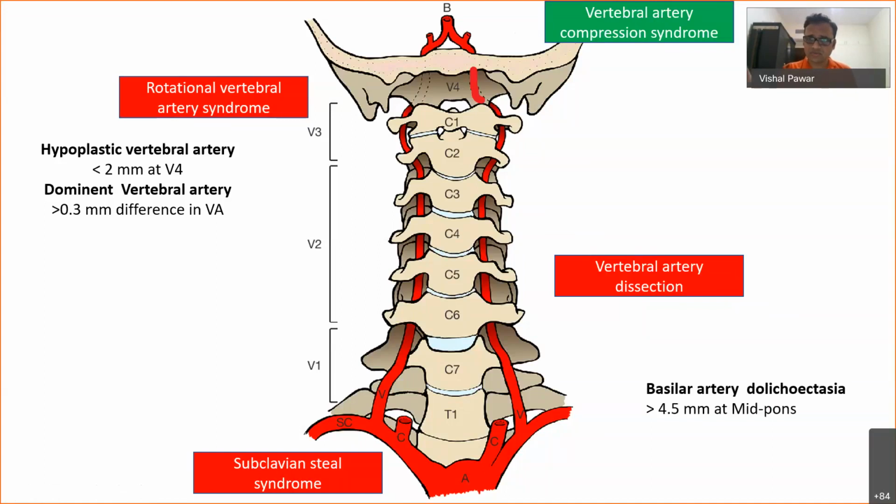And one more thing about this vertebrobasilar system is vertebrobasilar dolichoectasia. When can we call the basilar artery dolichoectatic? It is if the diameter is more than 4.5 millimeters at the midpons.